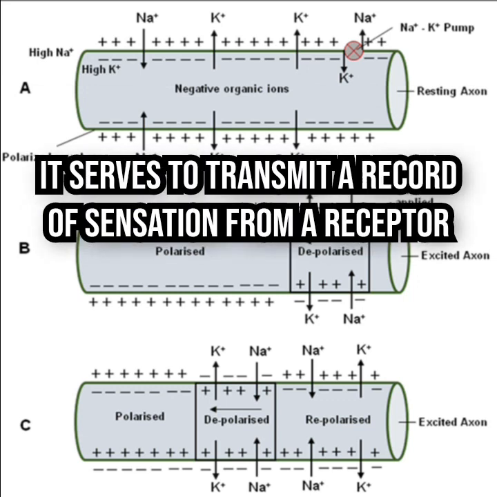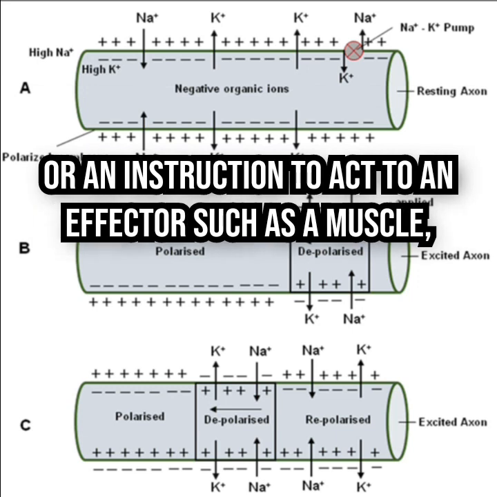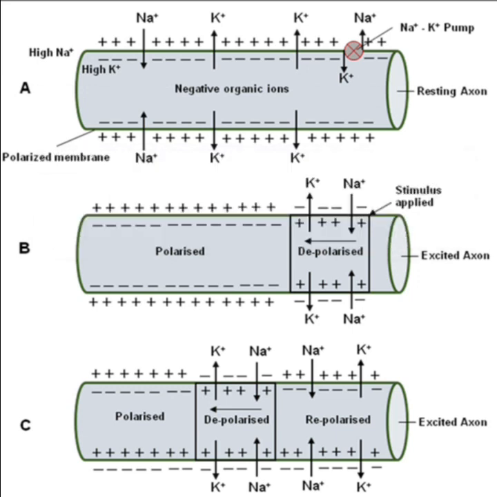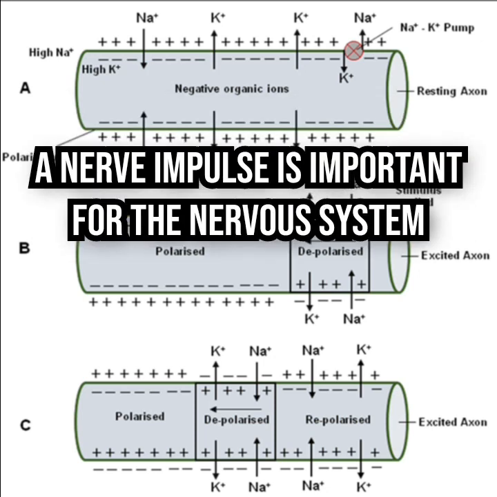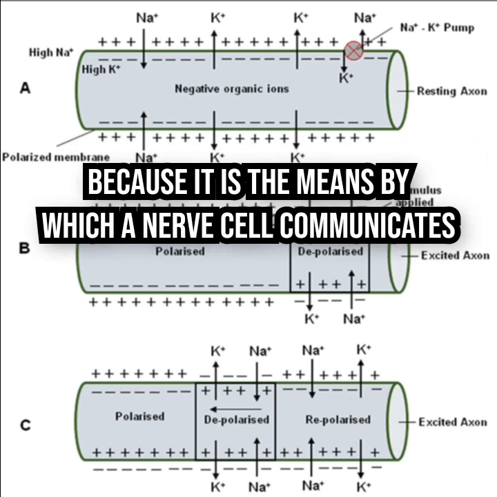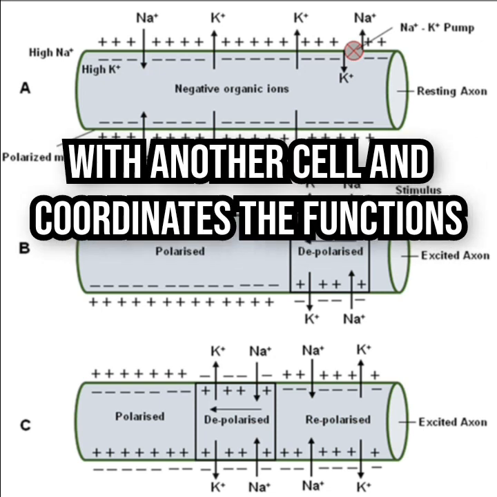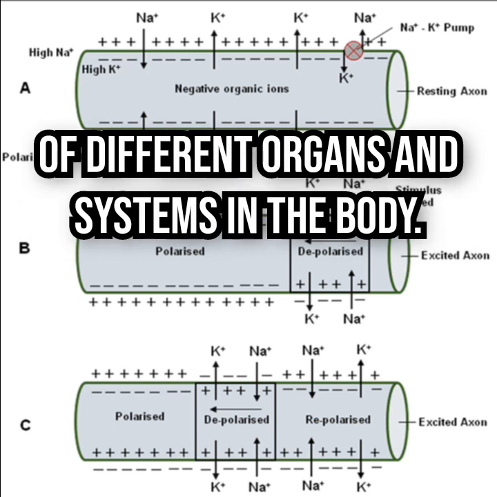It serves to transmit a record of sensation from a receptor, or an instruction to act to an effector such as a muscle, a gland, or another nerve cell. A nerve impulse is important for the nervous system because it is the means by which a nerve cell communicates with another cell and coordinates the functions of different organs and systems in the body.